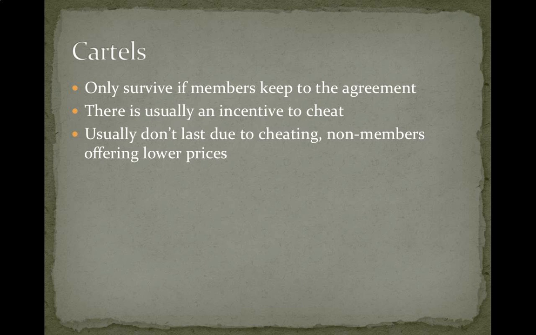Cartels only survive if members keep to their agreement. And there's usually an incentive to cheat, and they usually don't last because of this cheating, because sometimes you have non-members out there who are also able to offer lower costs. So typically what happens is OPEC will meet. They will set supply levels lower than what most of these nations are able to supply. And once the price starts to go up because supply has been decreased, there is an incentive for them to cheat and actually put their oil into the market so they could take advantage of the higher prices.